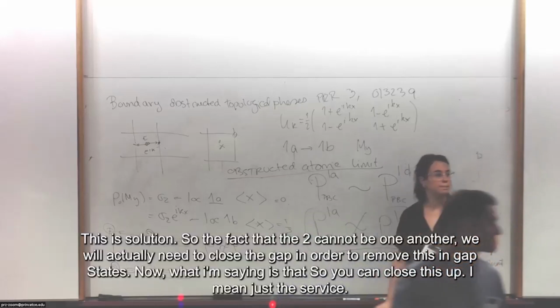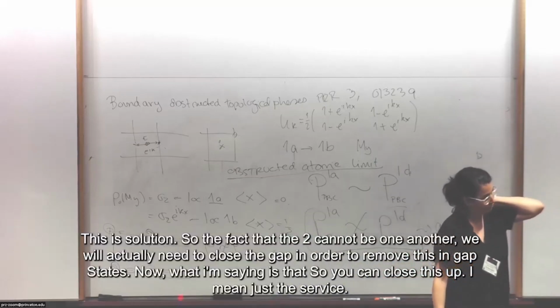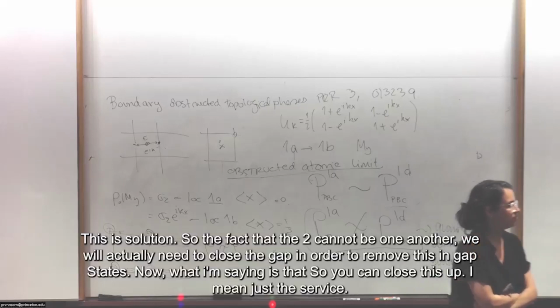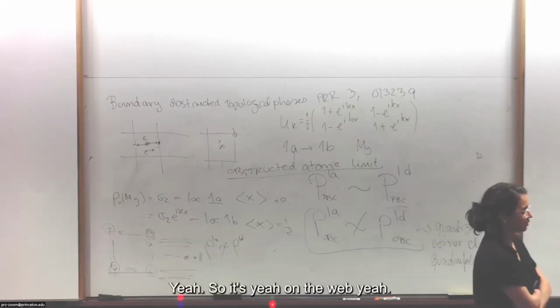Jenna, we have a question. Yeah, on the webinar. Okay, yeah, I'm just going to ask a question from one of the webinar attendees, who's asking whether you can comment on the difference between the topological obstruction here and Wannier obstruction.